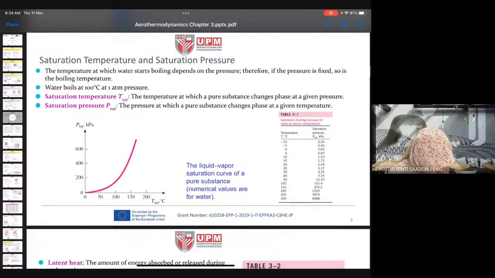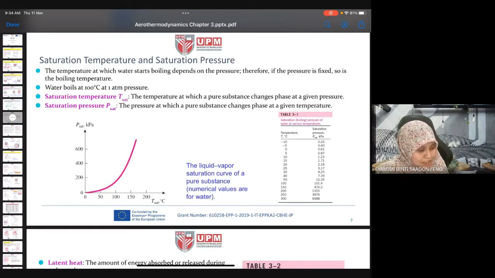What else? Saturation temperature and saturation pressure. The temperature at which water starts boiling depends on the pressure. We can see from the TV diagram just now that temperature and pressure depend on each other, linked with each other. If temperature increases, then usually pressure increases, and vice versa. Therefore, if the pressure is fixed, so is the boiling temperature. In the diagram just now, if the pressure is fixed at 1 atmosphere, we assume the boiling temperature, 100 degrees Celsius, is constant, maintained at that temperature.